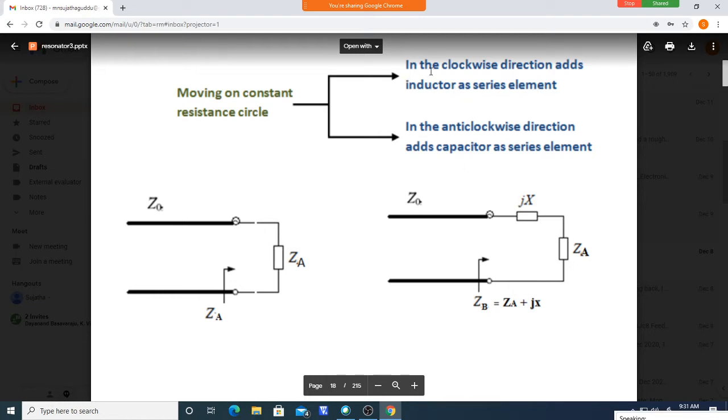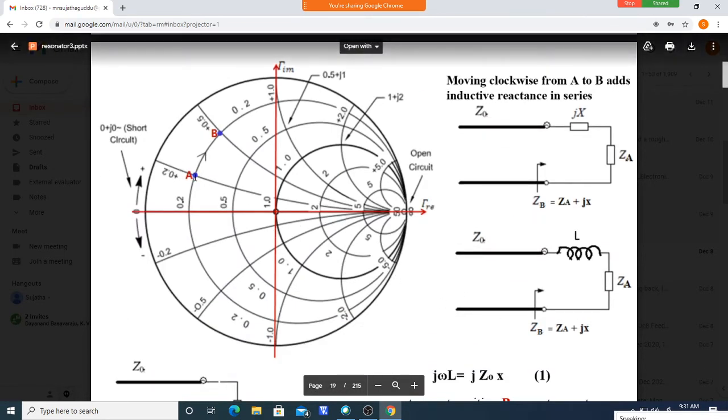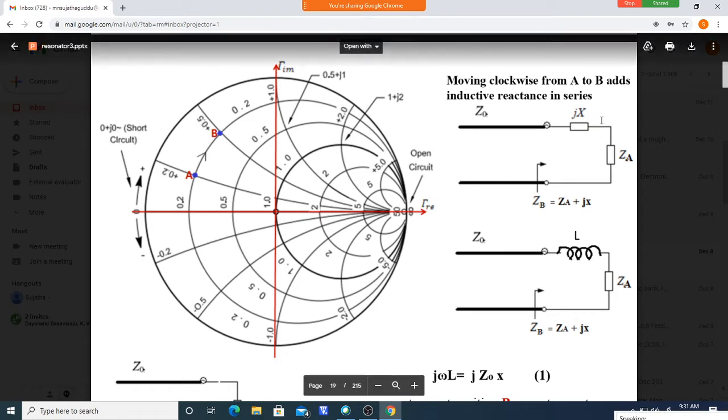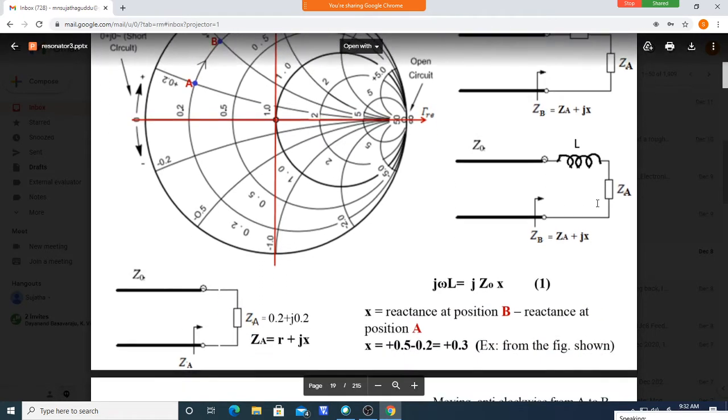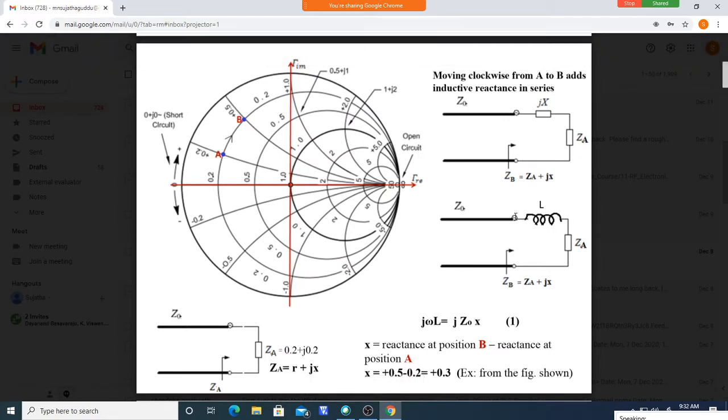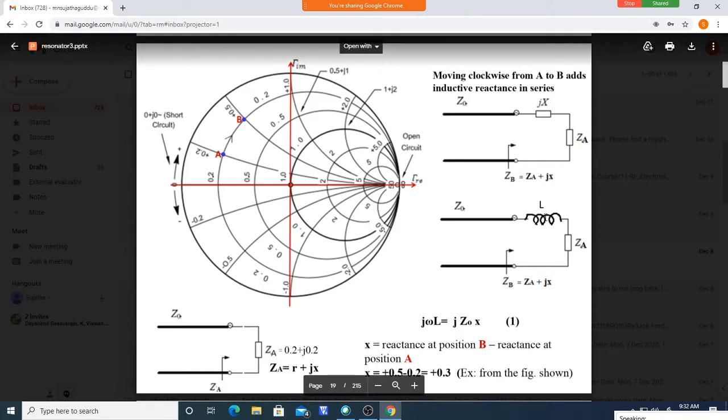See here, if you're moving on a constant resistance circle, if you move like this, this is moving in the clockwise direction. If you move in the clockwise direction, it adds an inductor in series, like this. Now that inductor value you can find out. You should know the value of the series inductor it added.